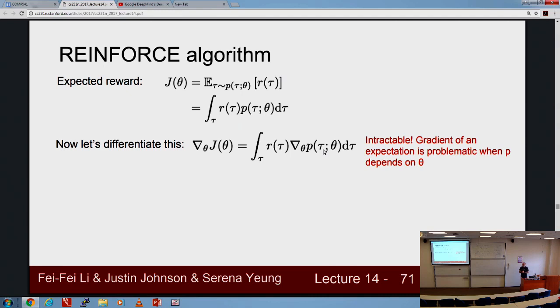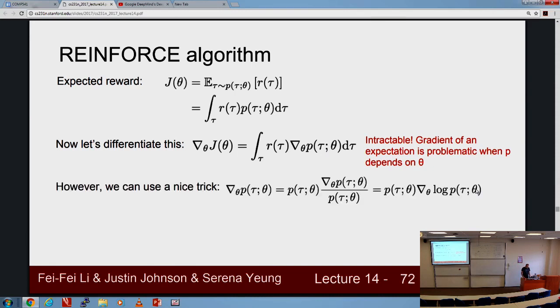However, there is a standard algebraic or calculus trick which will allow us to differentiate this. So here's the trick. This is the gradient of the probability of this trajectory with respect to theta, and this is the term that's giving me trouble. So what I do is I multiply and divide by the same p of tau. What that gives me is the gradient of p divided by p, and that's simply the gradient of log p. And the thing that I multiplied by still stays there.